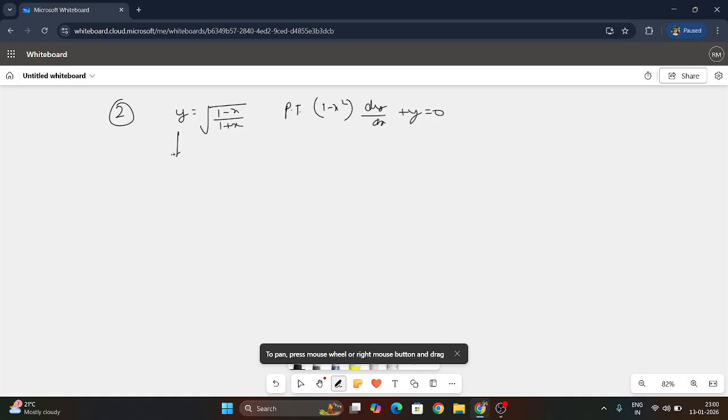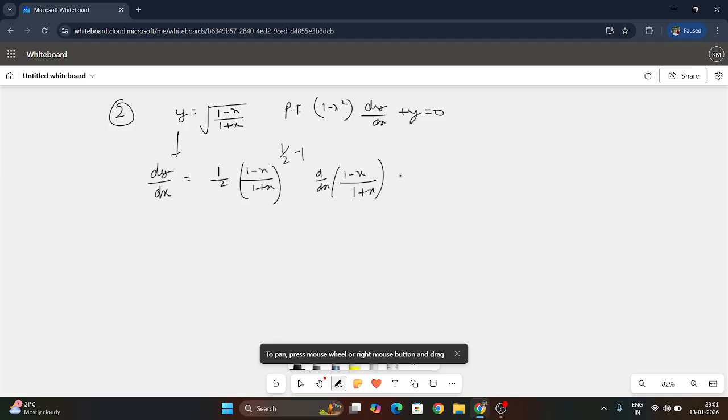So we have to find dy by dx. So dy by dx is going to be what? You have to keep in mind that this power is 1 by 2. So 1 by 2, (1 minus x) by (1 plus x) to the power 1 by 2 minus 1. First we have differentiated this root, that is 1 by 2 and 1 by 2 minus 1. Now we have to differentiate this (1 minus x) by (1 plus x).